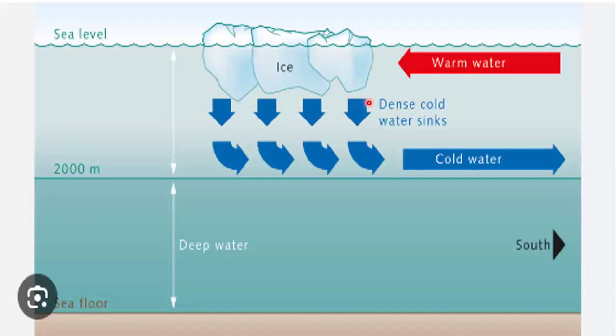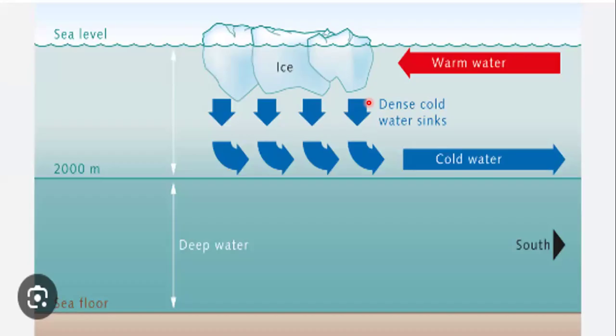Now, we should take the factors like temperature, salinity, and density of ocean water together and not separately. The water having low density is light. It expands and moves as the surface current. The water having high density is heavy, thus it sinks.